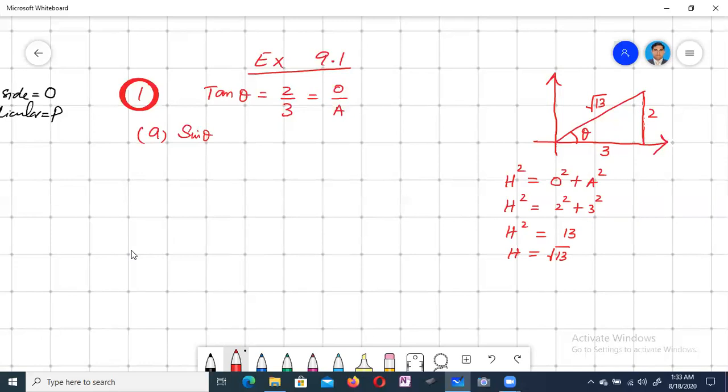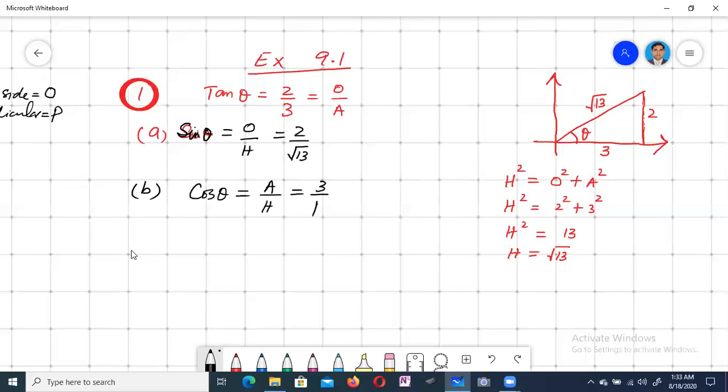Now we can get all the values. Sine theta, you know, is opposite divided by hypotenuse. Opposite now is 2 divided by hypotenuse, which is square root of 13. In part B, cos theta. Cos theta is adjacent divided by hypotenuse, base over hypotenuse. Base is 3 divided by hypotenuse, which is square root of 13.